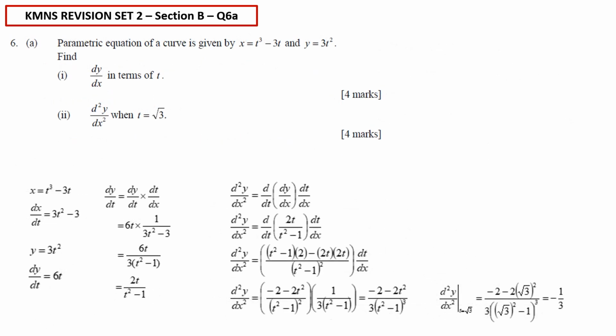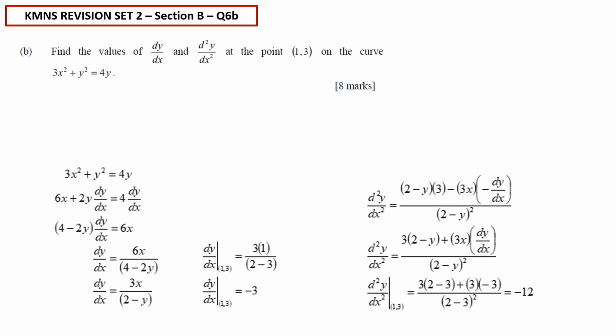Set 2 also asks a similar question, which the first one asks you to find the derivatives of the parametric equation of a curve. It gives you the values of x and y. So you have to use the formula for parametric equation to find the dy dx. And then you can also find its d squared y over dx squared using the formula. But in this case, even if you don't simplify them, you can substitute t equals square root 3 to get your answer.